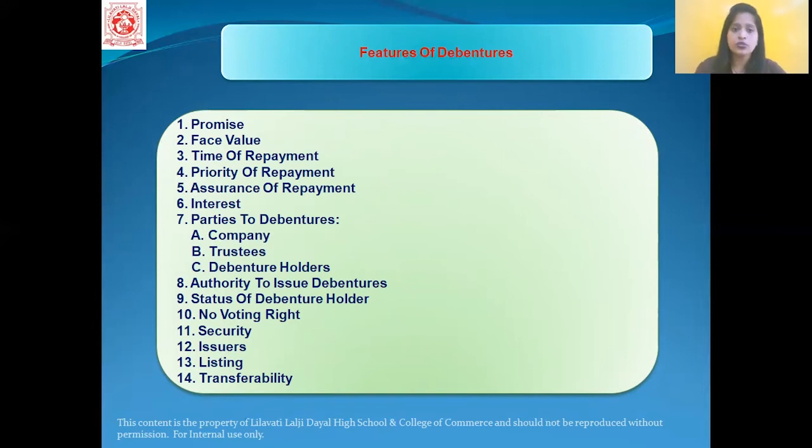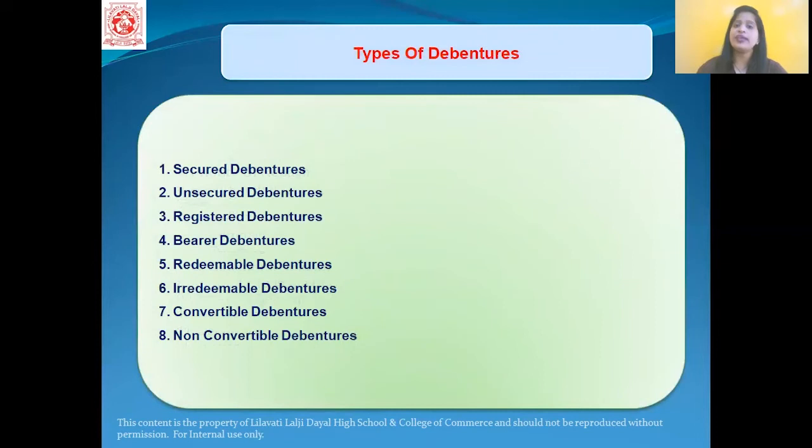Let us now move on to the next one, that is types of debenture. So again, we have 8 types of debentures. So let's study each one of them in detail. First one is secured debentures. Secured debentures, students, are secured by creating a charge on the property of an asset. There is a security which is there. The property of the company may be kept as security against the loan.